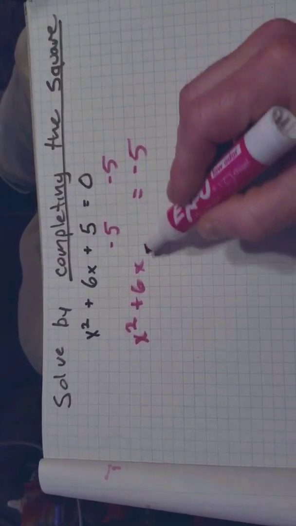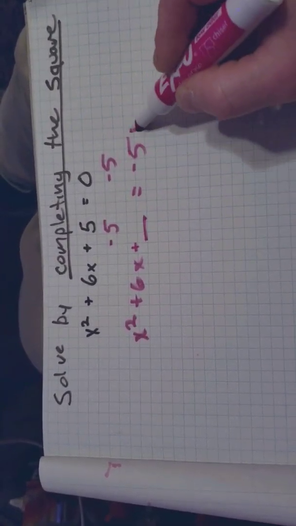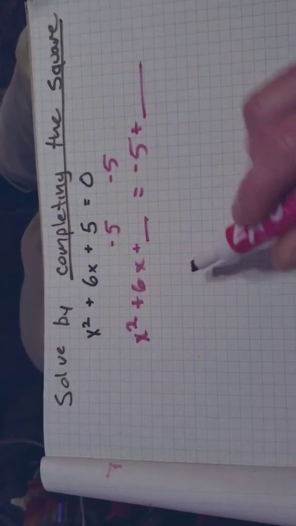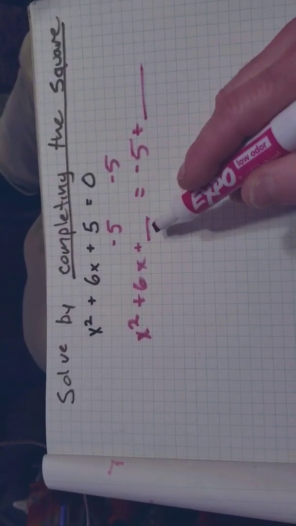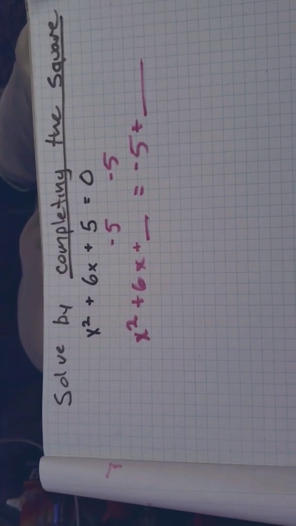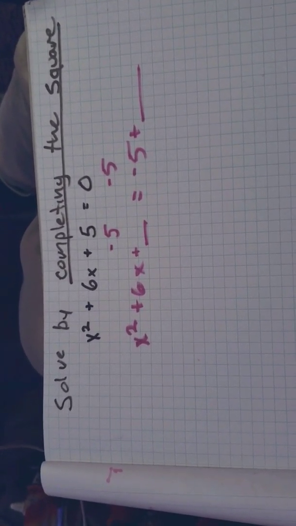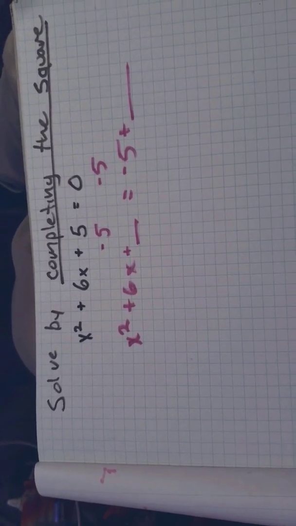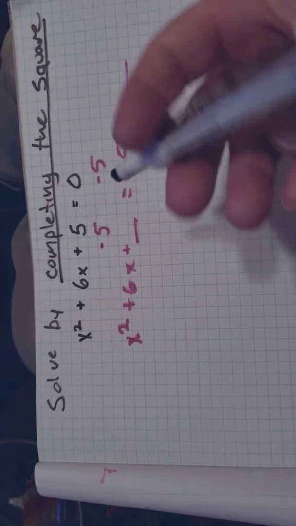Alright, so we left a little bit of space here, and what I'm going to do is put a blank on both sides of the equation. Now we need to fill in this blank with a specific number. And we get that number by looking at the linear term, the b value. We take half of that b value and we square it.